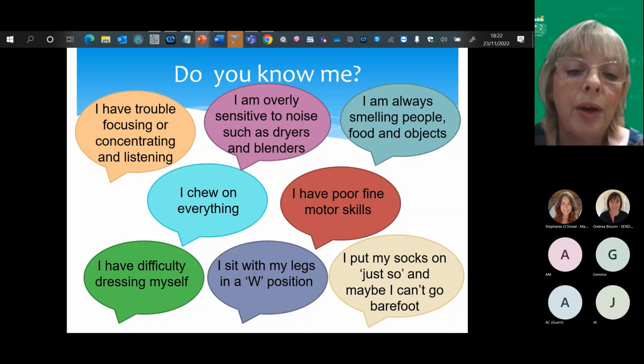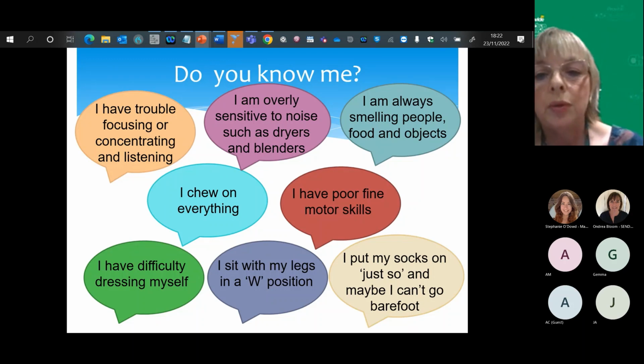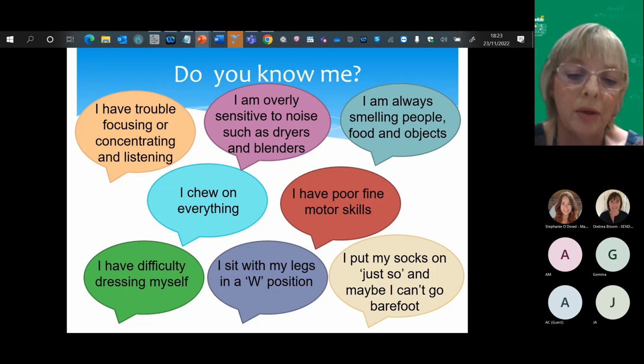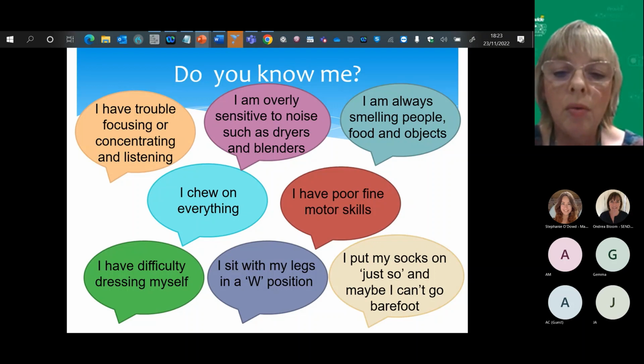A child that chews on everything is often proprioceptive seeking, so they're actually looking for that extra input. Oversensitive to noise and hand dryers, we've talked about a little bit already, that's auditory hypersensitivity. A child that's always smelling people and foods and objects is actually looking for that extra smell to help them to understand the world. Our sensory system, when we see these sensory behaviours, they are always about trying to organise and understand our sensory system so that we can get the right response, that we can be Winnie the Pooh.